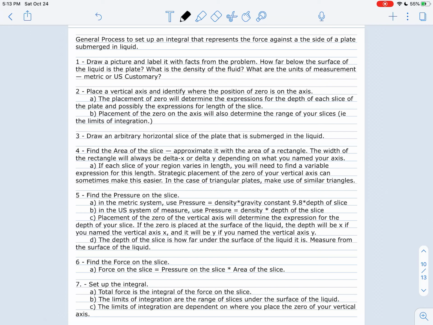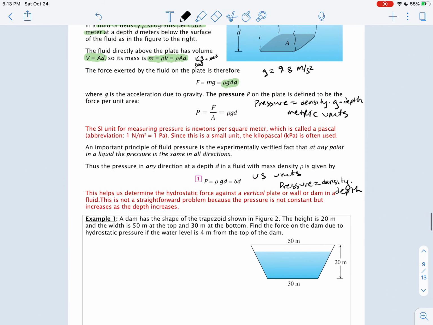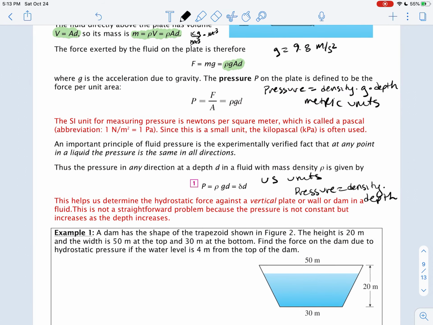Because pressure varies. The deeper we go, the higher the pressure is, and force is based on pressure. So we also are going to be taking area. So remember back up at the top here that our force, if we define our pressure, we can identify the process that we're going to make, that force is going to equal pressure times area, right? So we will be building the area of a slice.